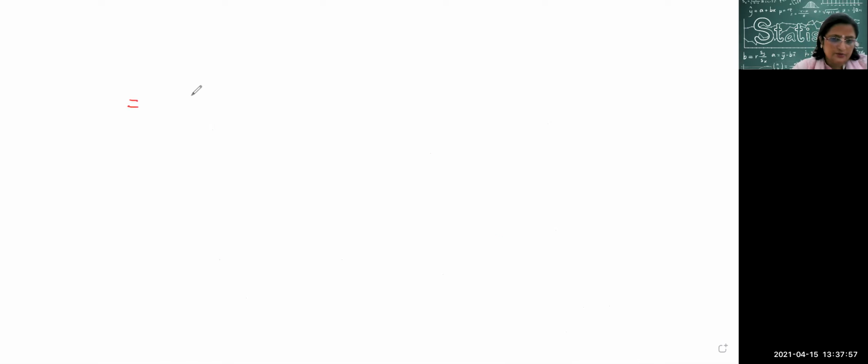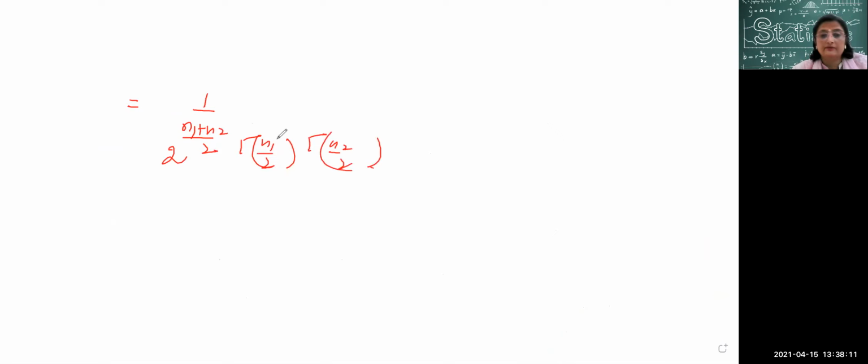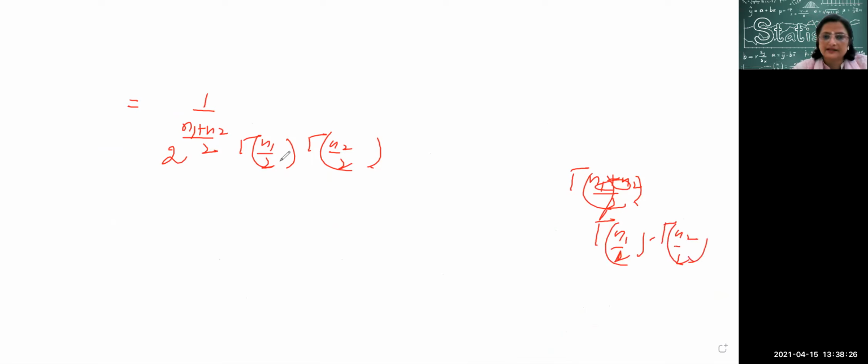So this comes out to be 1 by 2 raised to power n1 plus n2 by 2, Γ n1 by 2, Γ n2 by 2. It was not the combined one. Basically, I have written the previous code. I have written Γ n1 plus n2 by 2. Actually, it is different. So you will rectify it as Γ n1 by 2 into Γ n2 by 2. ये दो statements अलग-अलग हैं. Plus में हम अपने आप इसको use करके combine करेंगे.